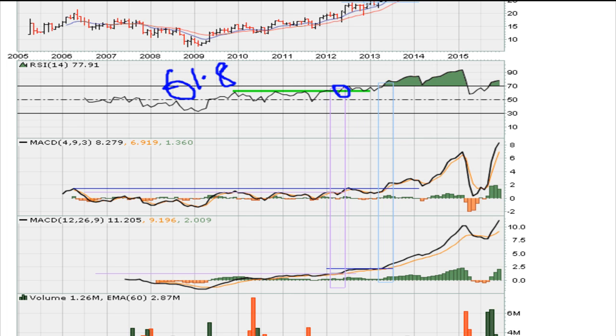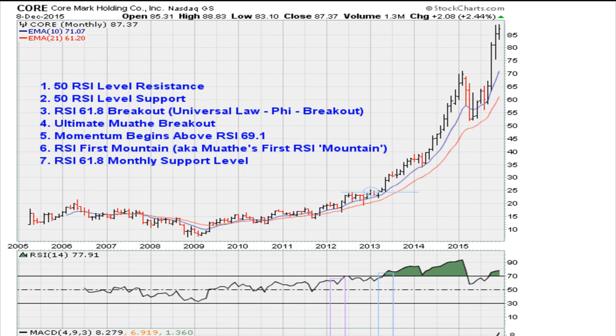like it did here in 2012, we can also see that that corresponded with the MACD moving to fresh highs, and the other main MACD was also moving to fresh all-time highs. So everything looked good. That's why the stock did well from 2012, this breakout right there. So since then the stock hasn't looked back.